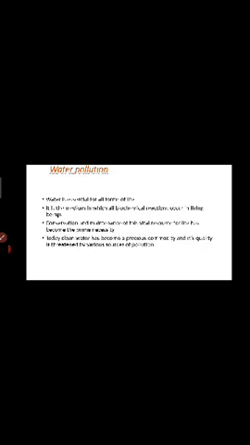Water pollution. Water is essential for all forms of life. It is the medium in which all biochemical reactions occur in living beings. Conservation and maintenance of these vital resources for life has become the prime necessity.